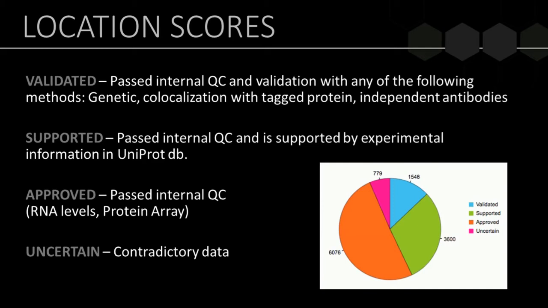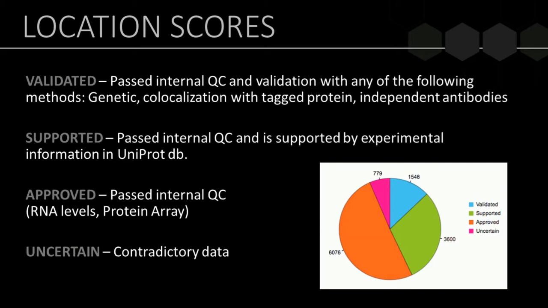If a protein also has experimental information in the UniProt database that supports our location, it will be given the score supported. If we have validated the location with any of these 5 pillars that Mathias described, the location will be validated. And in some cases, there might be contradictory data. Maybe our location is contradicting what is known about this protein, but we still have other proof that supports our data. Then we will publish that antibody with the score uncertain.